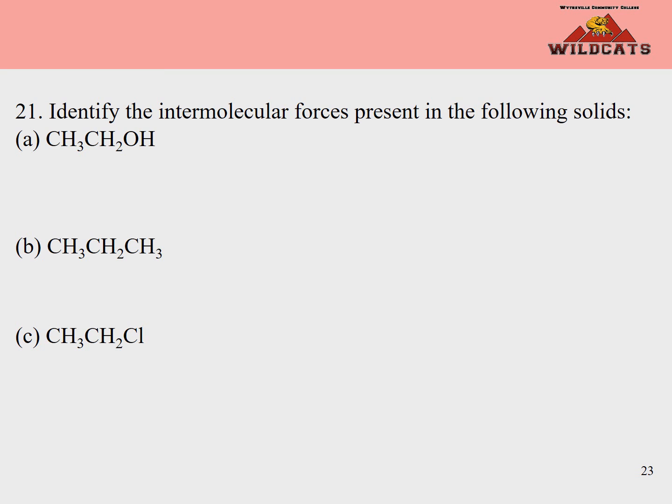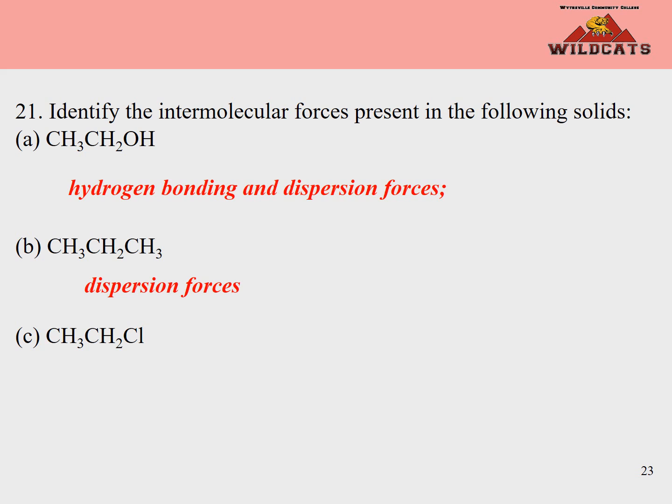And so we're going to identify the intermolecular forces present in the following. So if we look at A, it's got an OH on it, so it's going to have hydrogen bonds. And it'll also have dispersion forces. B is just going to have dispersion forces. There's no hydrogen bond. It's not polar.